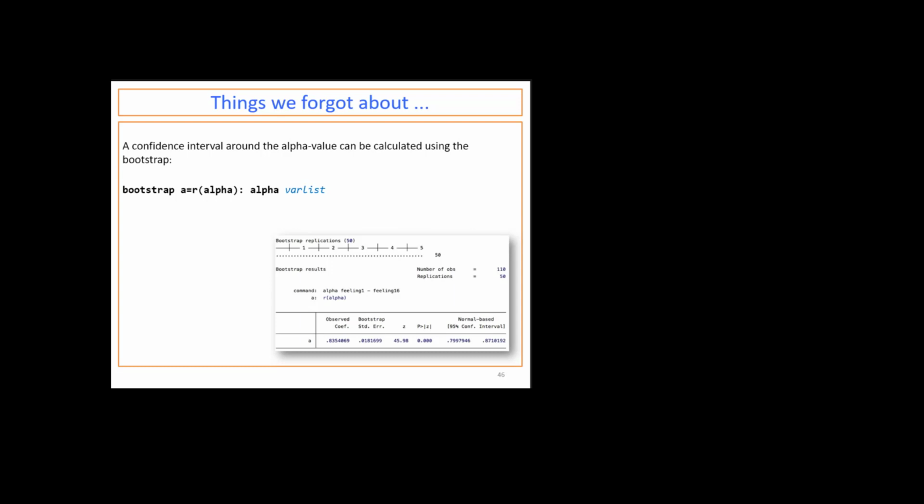Something that you should also know is that for the alpha, you can also calculate the confidence interval, that is the true value of the alpha in the population. And here you will see the true value will be somewhere between 0.80 and 0.87. And you can do that with this bootstrap command.